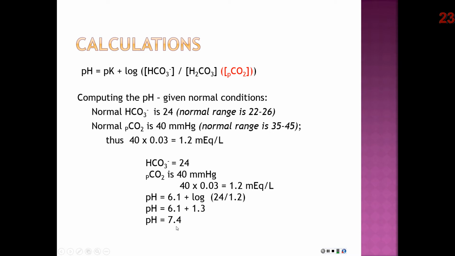which is, remember, normal pH is 7.35 to 7.45. So 7.4 is right smack in the middle. I took a normal bicarbonate in the middle of the range, and I took a normal partial pressure carbon dioxide in the middle of the range, making sure that I did that solubility coefficient for carbon dioxide to get that 1.2, and then ran that equation.